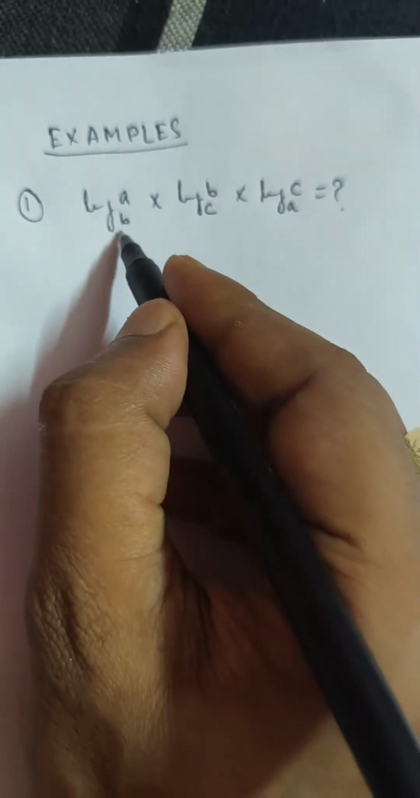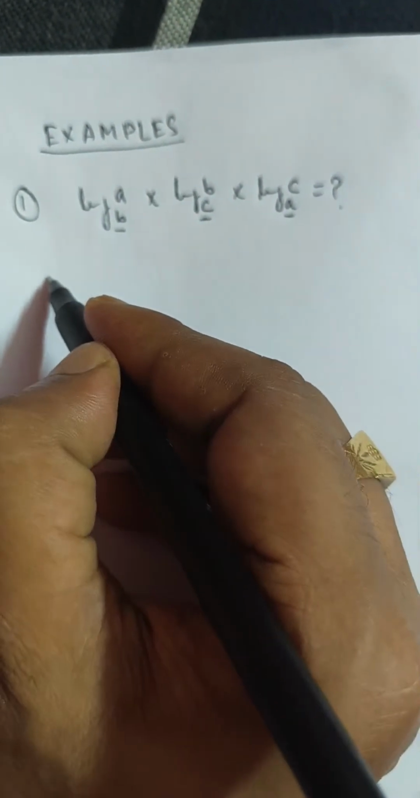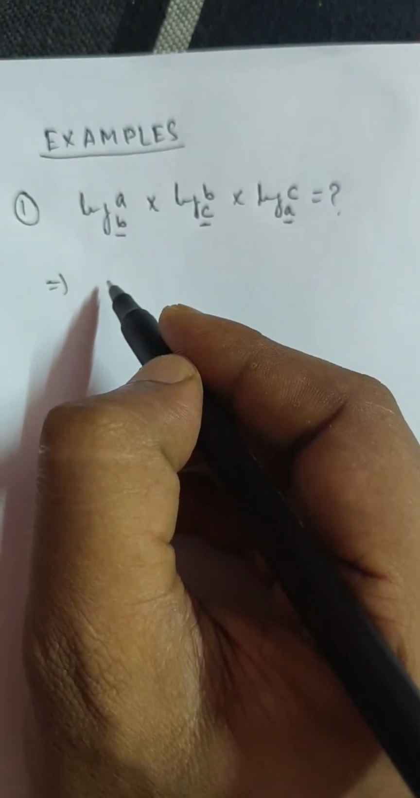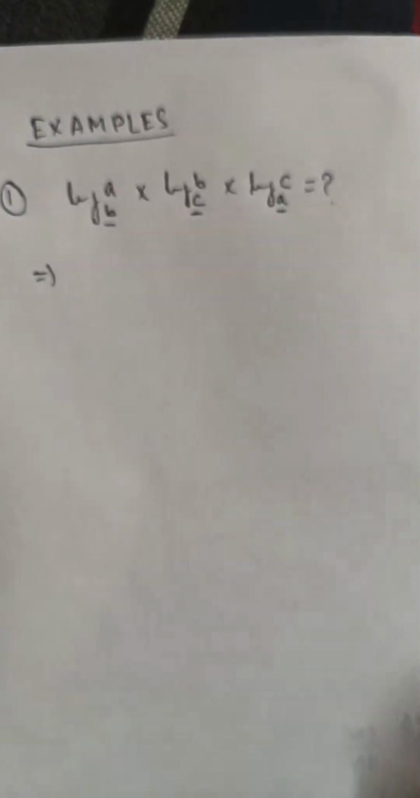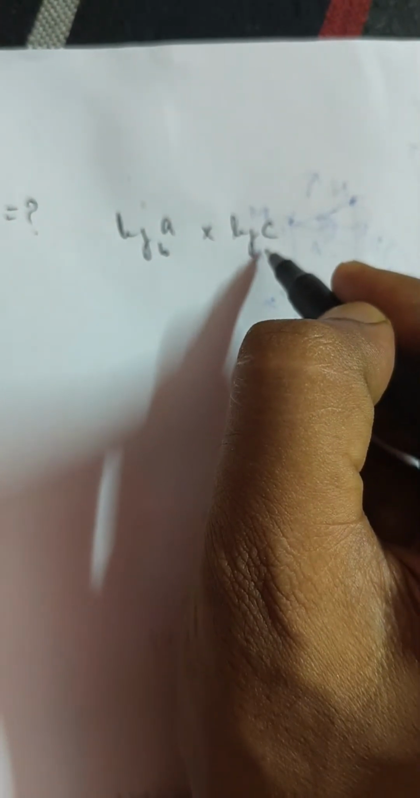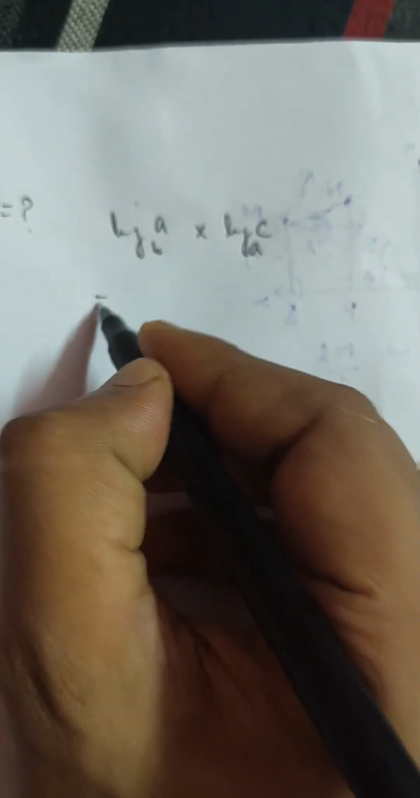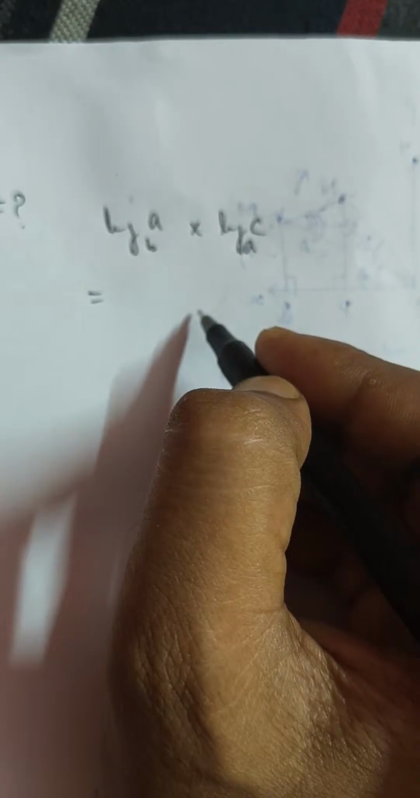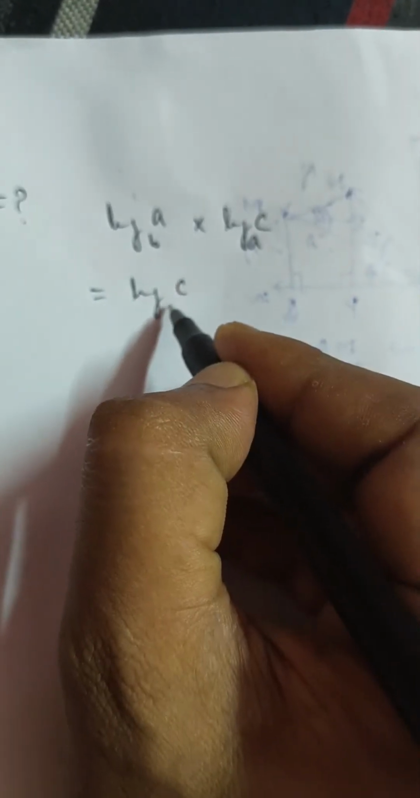So here all the bases are unequal, so we can write down that it implies, here one more property I have to prove, that log of a base b multiply log of c base a is equal to log of c base b.